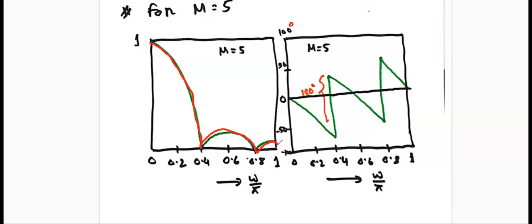Any of you? Low pass filter, sir. Yes, of course, low pass filter. Thank you for your response. This is a low pass filter.